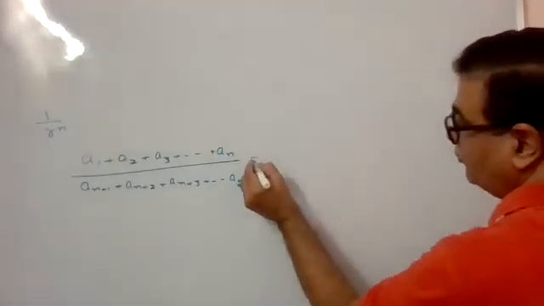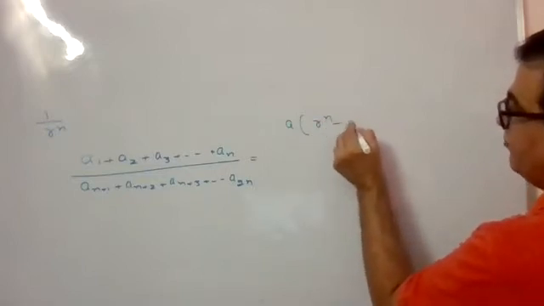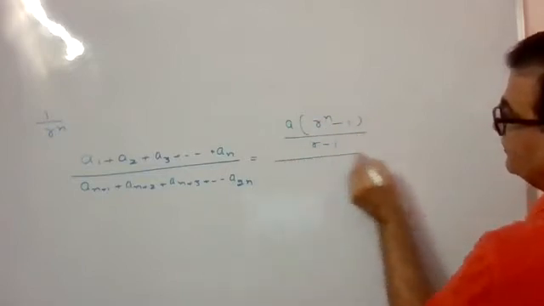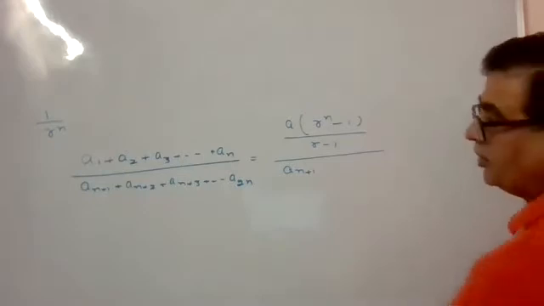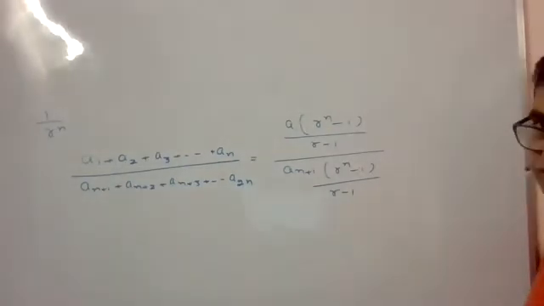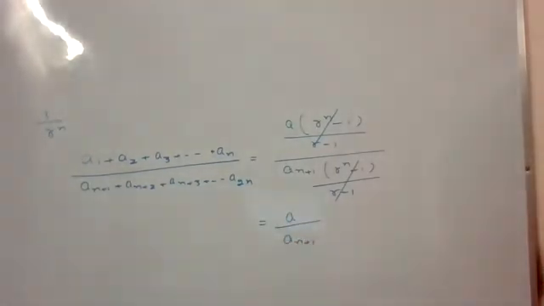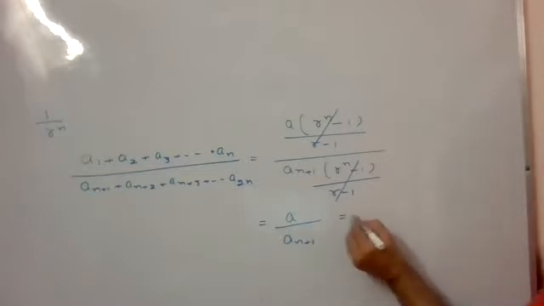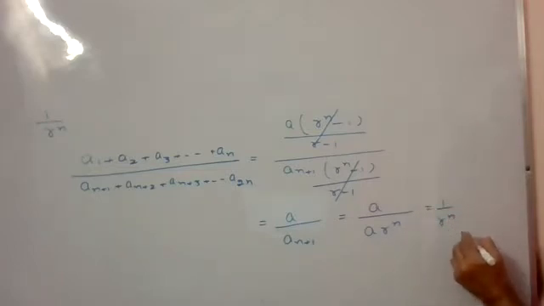So now we go for the formula. What does the formula say? a(r power n minus 1) by (r minus 1). Here, what will be the first term? a(n+1), but the common ratio remains the same. Then this part is clearly gone. Left is what? a(n+1) by a(1), that is a r power n by a. What is a? a remains here, and this will come out to be a r power n. Your answer left is 1 by r power n.